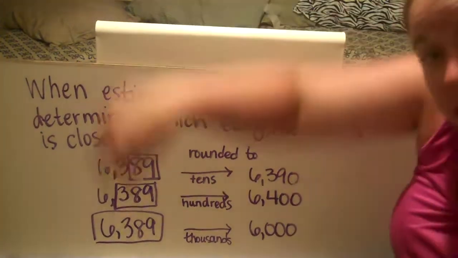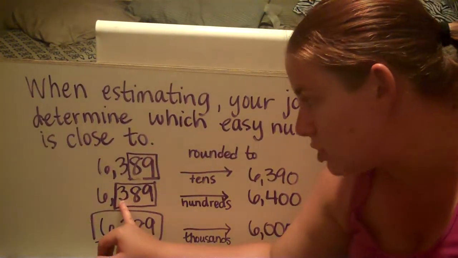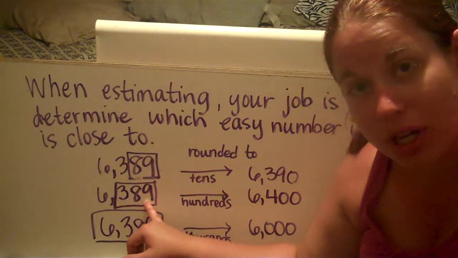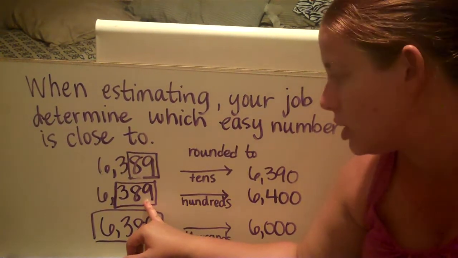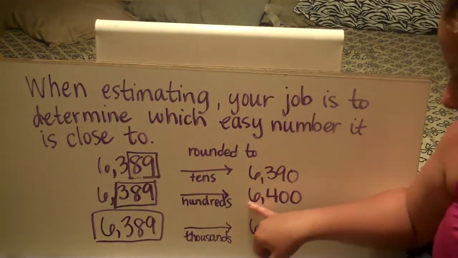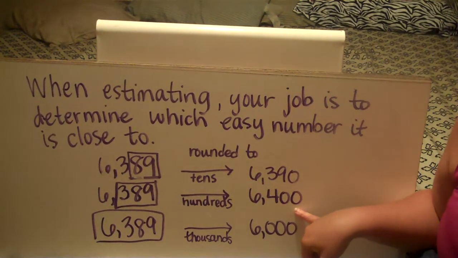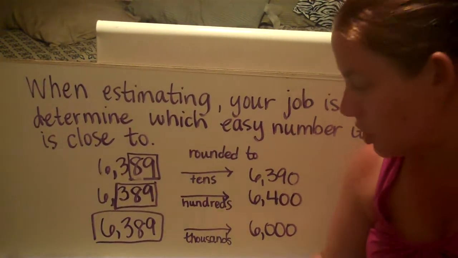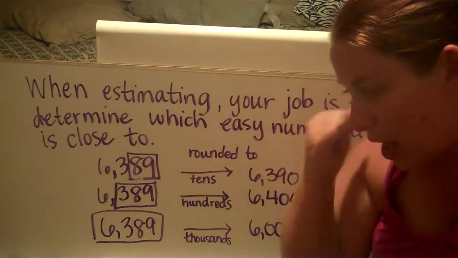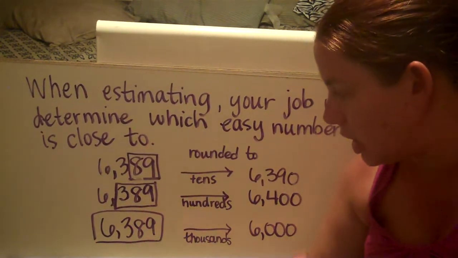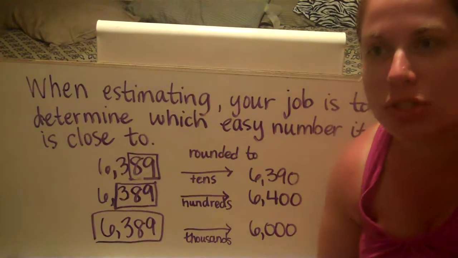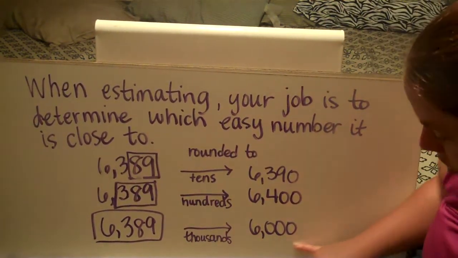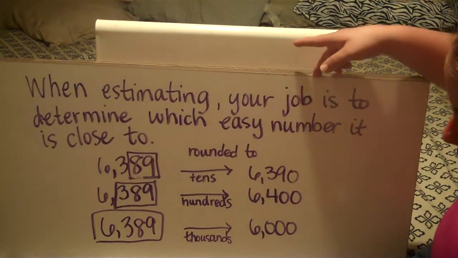Now if I said round it to the hundreds place, well, the hundreds is 300, everything after it is 89. So 389 is close to 400. So I keep my 6,000 and make 400 after it for 6,400. Then if I said estimate it to the thousands, you have to look at the whole number and think 6,389. Is that closest to 6,000 or 7,000? Well, it is very close to 6,000, so 6,000 is my rounded answer.